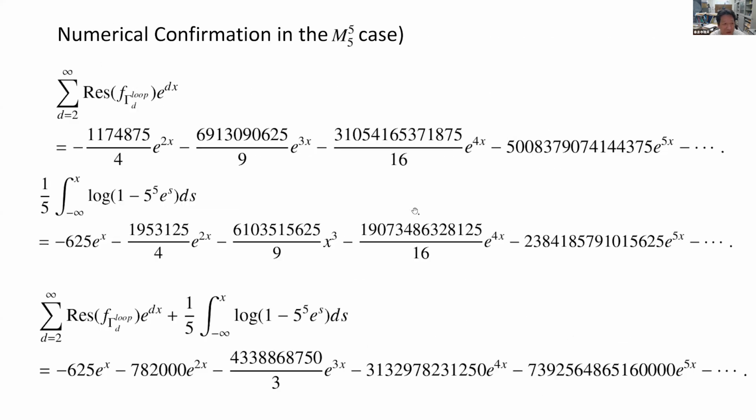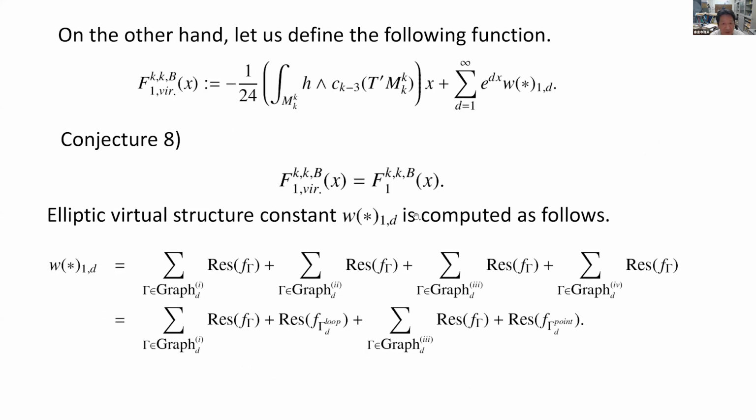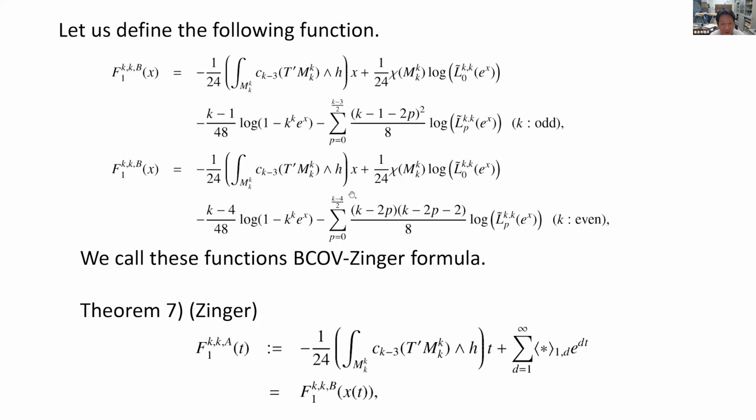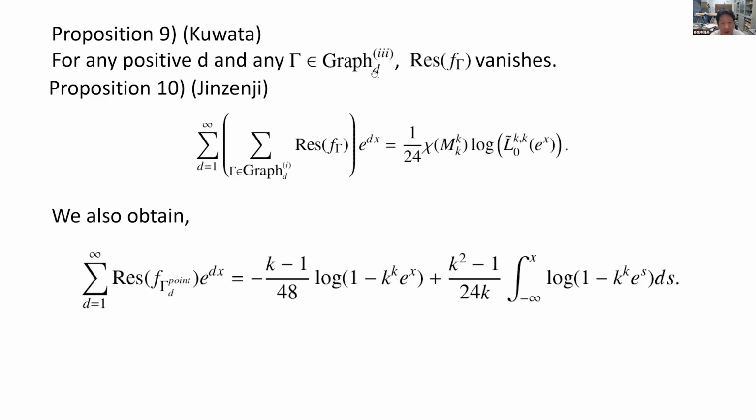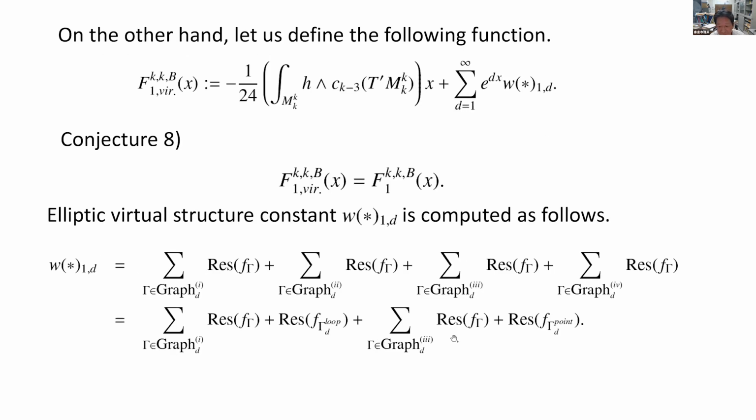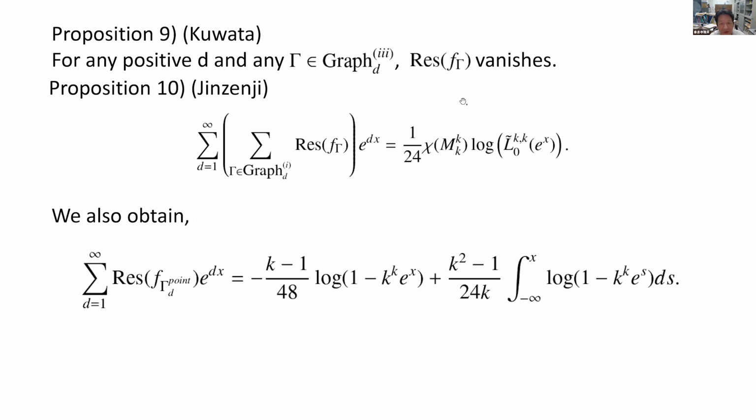Our conjecture is that this function equals the generating function of elliptic virtual structure constants. So then we apply the definition of W star right here. Note that we have only one type 1 graph, and we have only one point graph for each degree. The definition is written as follows. Then we found that the contribution of the type 3 graph vanishes. So this is 0. This is 0. We found it, and Kuwata proved this vanishing theorem.